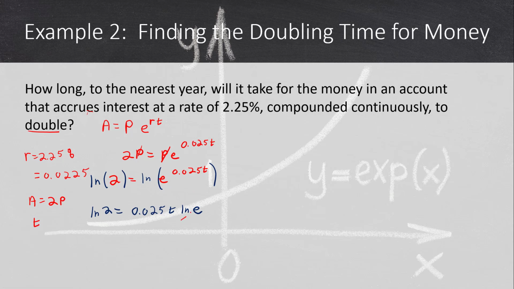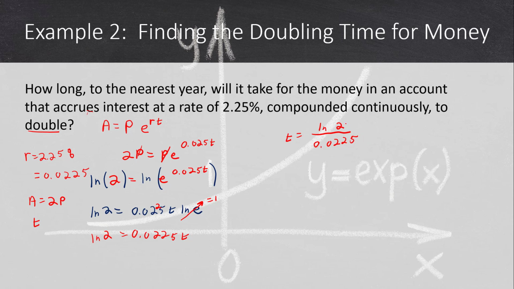Once again, the natural log of e is equal to 1. And then we will have that the natural log of 2 is equal to 0.0225 times t. I forgot the extra 2 there. And then dividing both sides by 0.0225, we will have that t is equal to the natural log of 2 divided by 0.0225. Now notice at the bottom is the interest rate as the decimal.